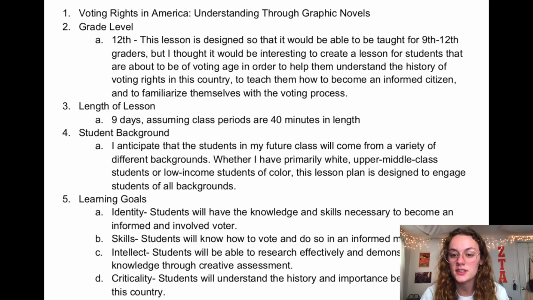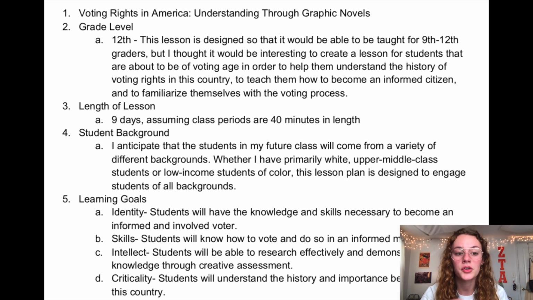I chose to teach this lesson to 12th graders because they are the closest to eligible voting age, although it could be taught to any grades 9th through 12th. The length of the lesson is 9 days, assuming class periods are 40 minutes in length. That's what my high school had, so that's what I chose for this. And the student background is flexible based on whatever classroom you do have, depending on the diversity or lack thereof. It can be adjusted for whatever your classroom looks like.